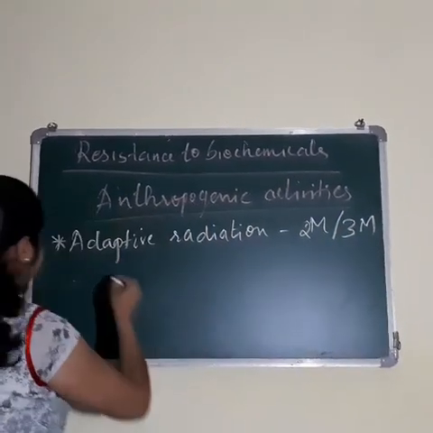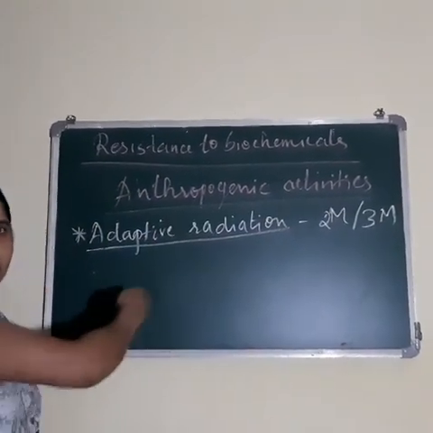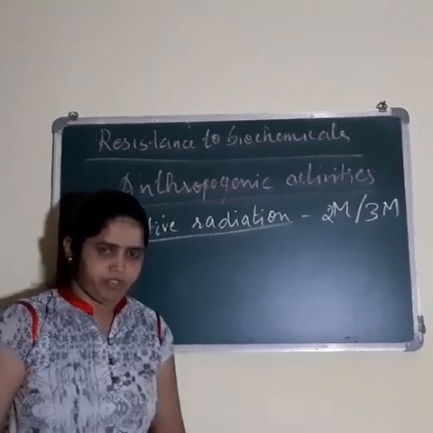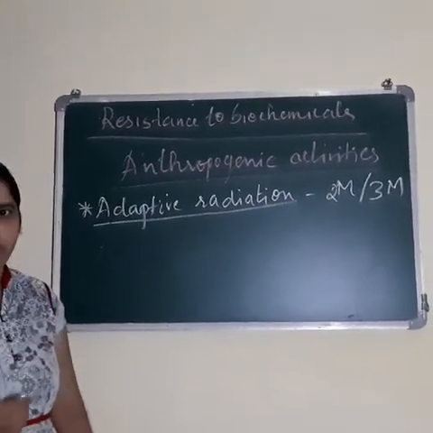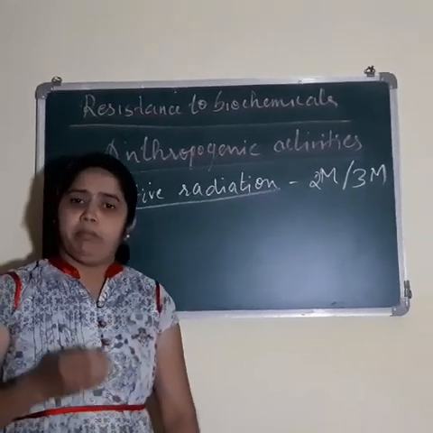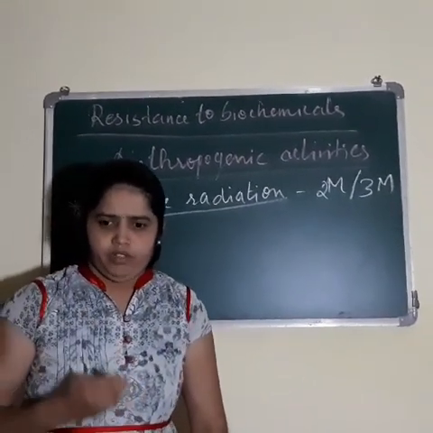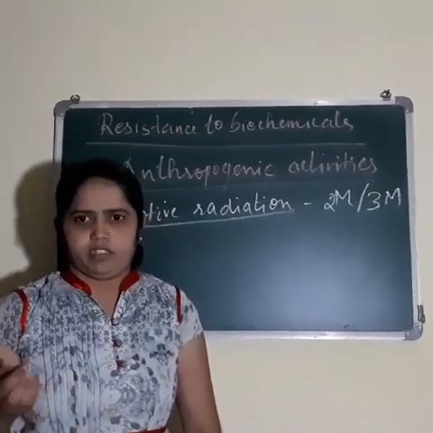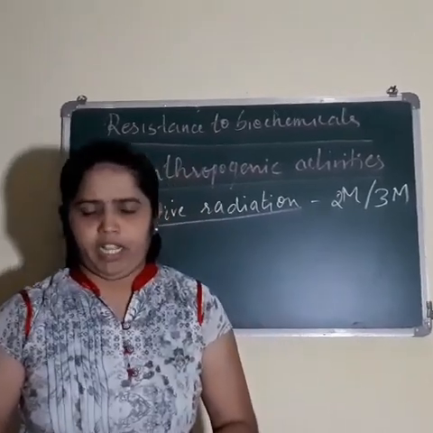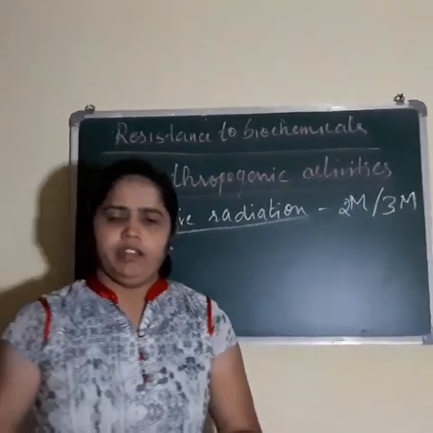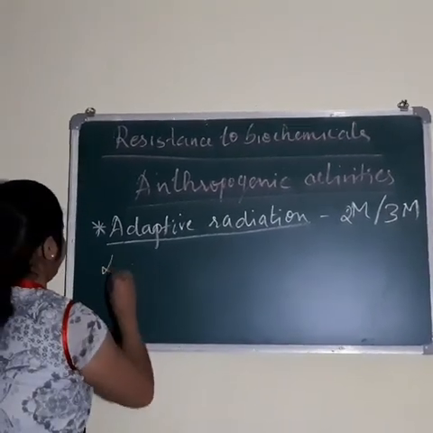It is a compulsory question from this chapter: what do you mean by adaptive radiation, or give an example of adaptive radiation. We will see the example later on. So first of all, we will see what adaptive radiation means. Adaptive radiation can be defined as evolution occurring in a given period of time.